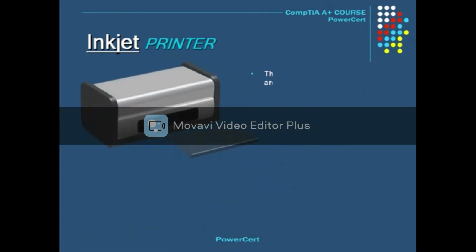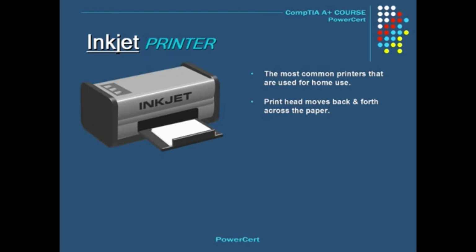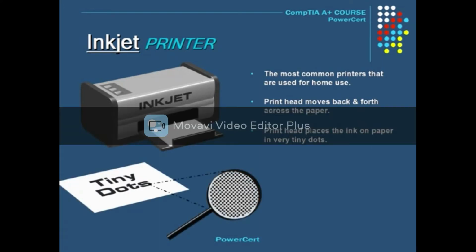Inkjet printers are the most common printers that are used for home use. An inkjet printer works by the printhead moving back and forth across the paper during printing. During this process, the printhead places ink on the paper in very tiny dots. In fact, these dots are so tiny that they are smaller in diameter than a human hair. And as these dots are precisely placed, they form to create an image on paper.